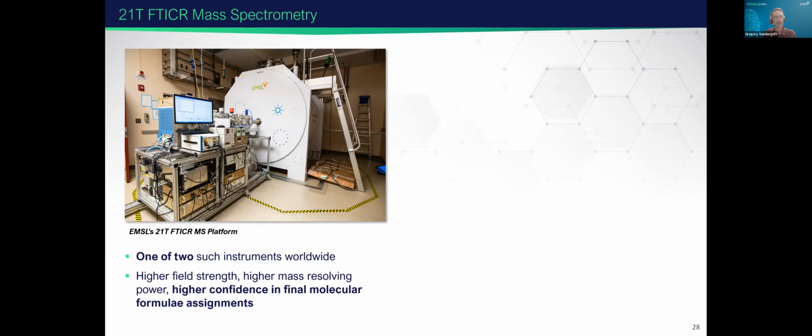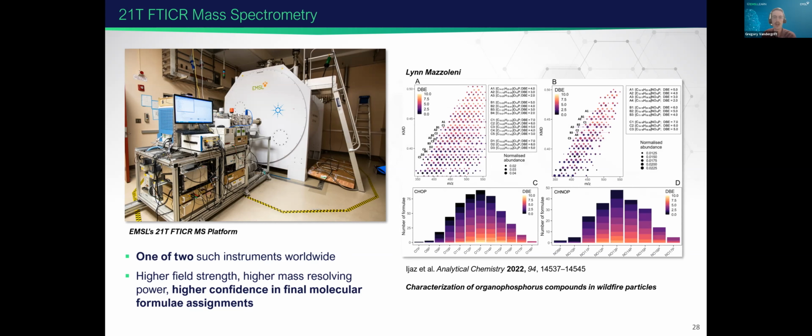Moving forward, I'd like to highlight a few of our mass spectrometry resources specifically, starting with our 21 Tesla FTICR instrument. This field strength is particularly special. It's one of 2 such instruments worldwide. And why you might want to go to such a high resolving power, we alluded to earlier, but the higher the field strength, the higher the mass resolving power, and the higher the confidence you can have in your final molecular formulae assignments.